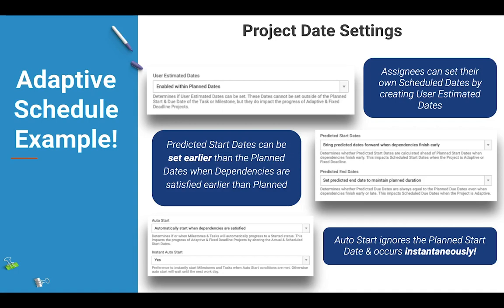And then auto start is the third category of project date settings that I wanted to review. And on this particular project, we have auto start set to ignore the planned start date. So it's only going to look at whether tasks and milestones dependencies have been satisfied, irregardless of the planned date on that task or milestone. We also have it set to occur instantaneously. So we're not going to wait until the next business day to automatically progress a task. We're going to do that immediately, as soon as its dependency has been satisfied.